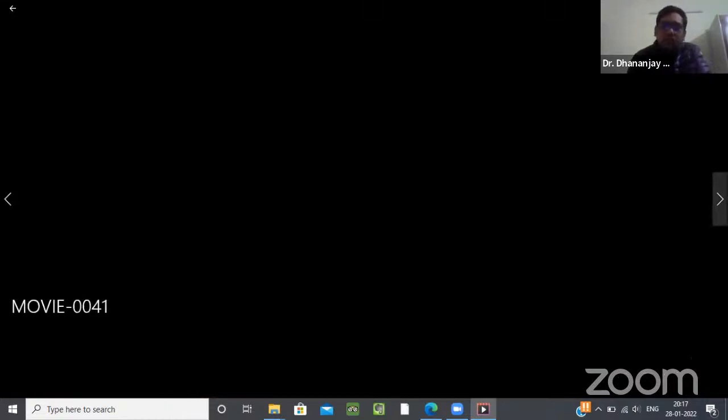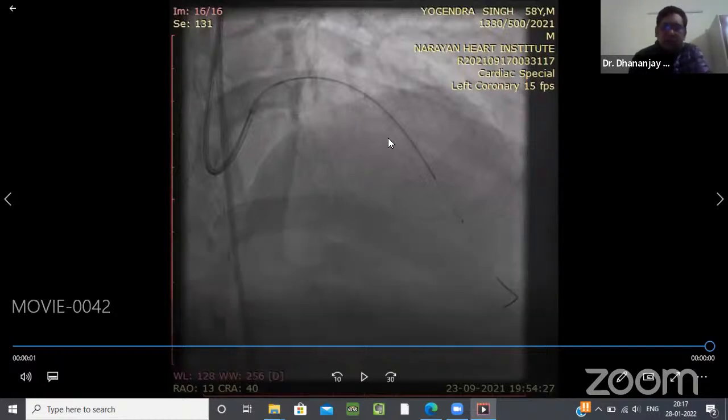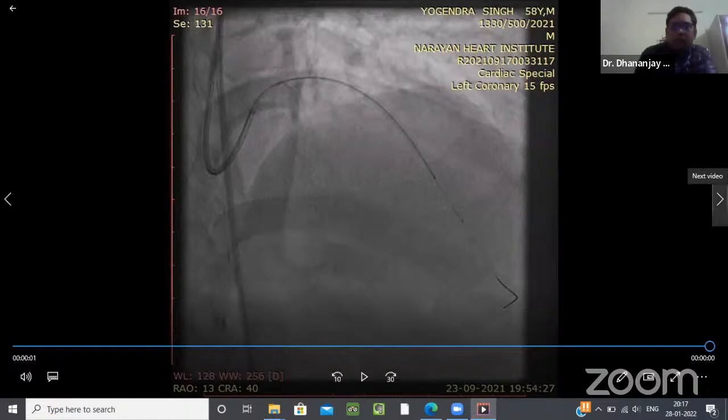Now we move to LAD, wired with BMW. Give high pressure. Took an IVUS run first, and there was again fibrous plaque with high plaque burden. So we gave a 2.5 flexdome initially and post dilated at higher pressure.